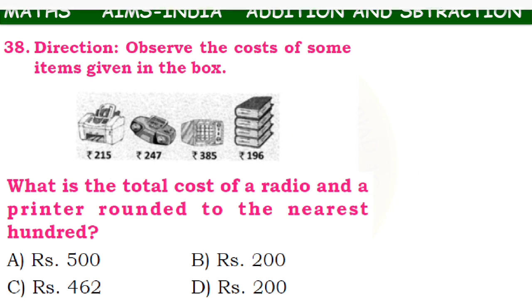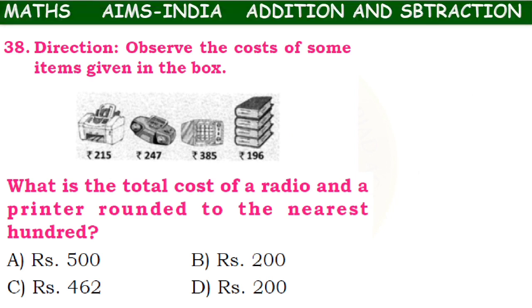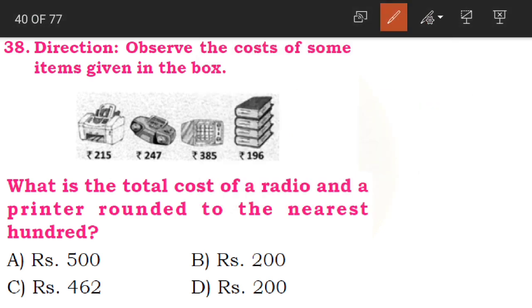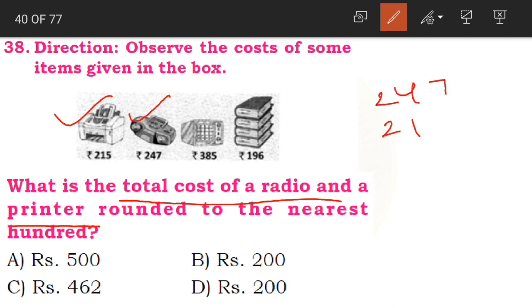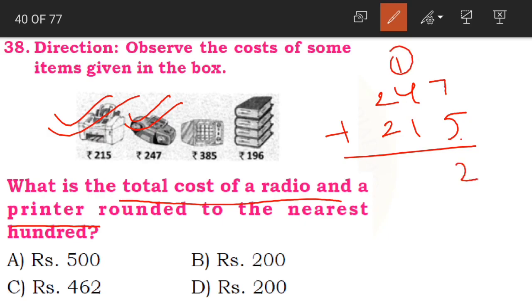Now moving on to question number 38. Here the costs of a few items are given. We need to find out the total cost of radio and printer, rounded off to the nearest 100. Total cost means what here children? We need to add. Yes, 247 plus 215. 7 plus 5, 12, 1 carried. 1 plus 4, 5, 5 plus 1, 6, 2 plus 2, 4. 462. This is to be rounded off to the nearest 100.